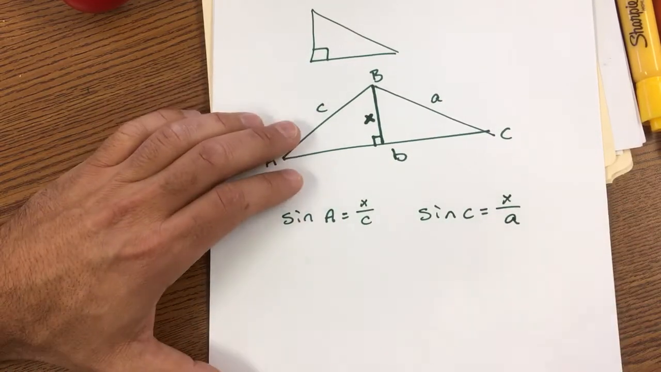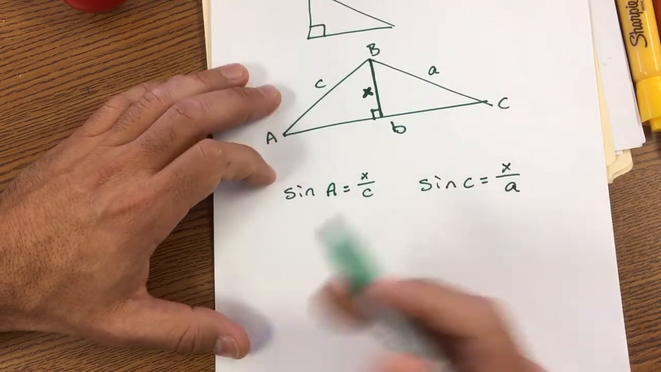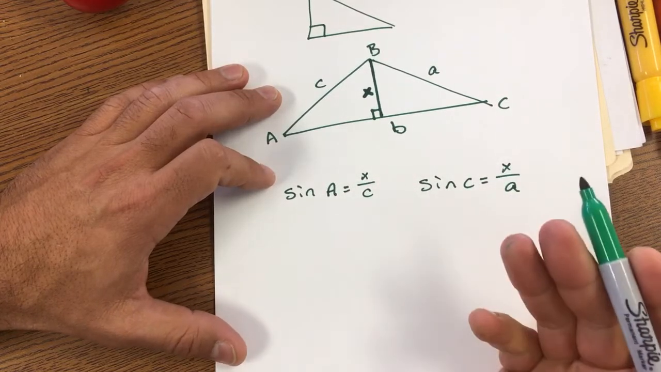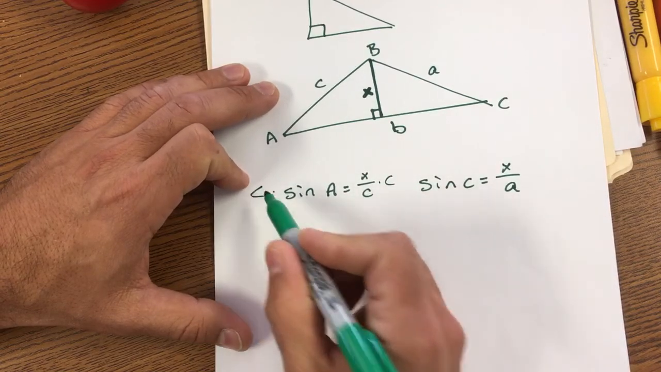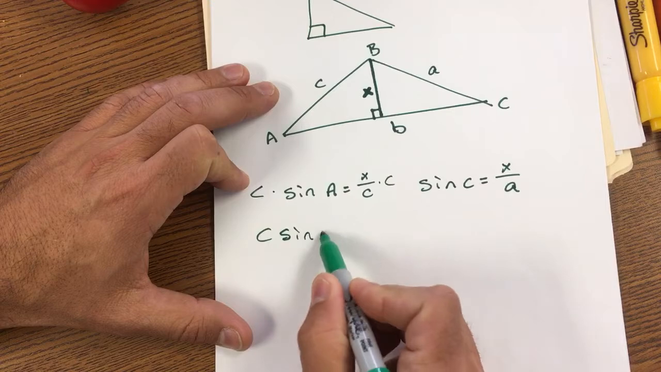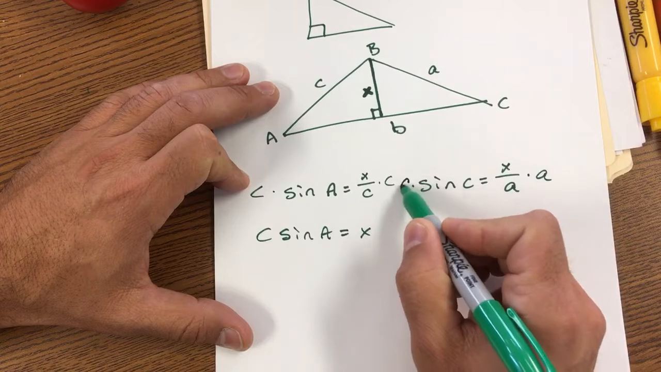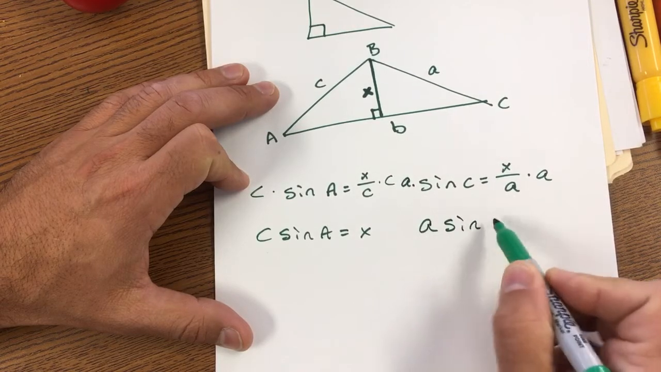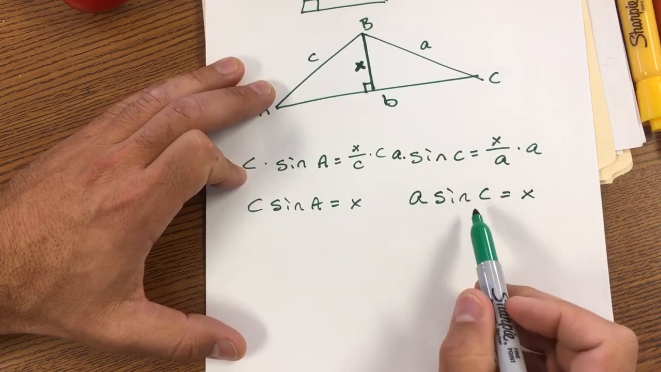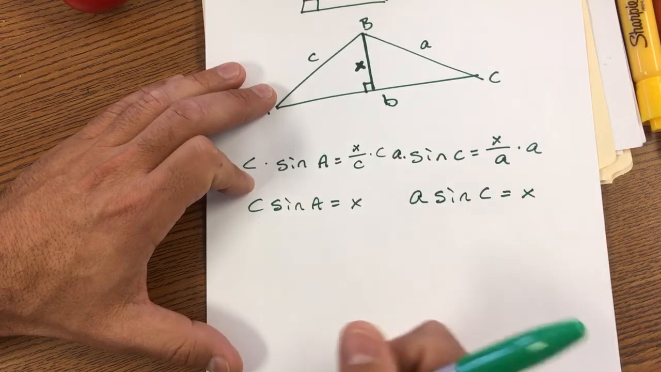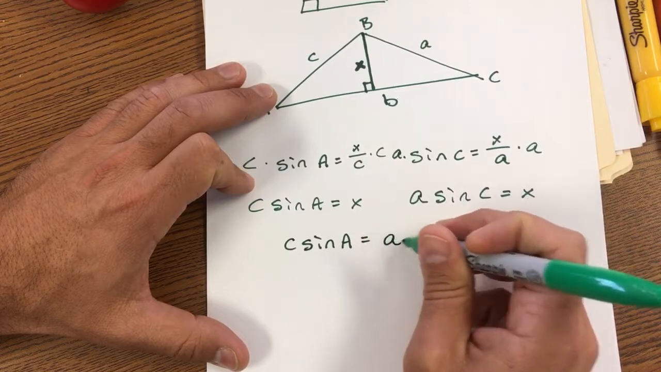So if I had some pieces but didn't have everything, let's say I didn't have X, I had everything else but I don't know X, I'm going to solve for X. On this one, I'm going to multiply by C, so I have C sine of A equals X. And on this one, I'm going to multiply by A, so I have A sine of C equals X. Well, notice that both of these equal X. So since both equal X, they equal each other, which means C sine of A equals A sine of C.